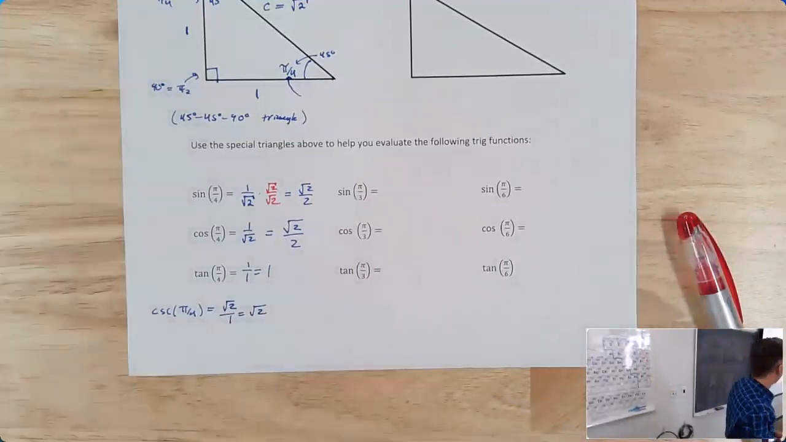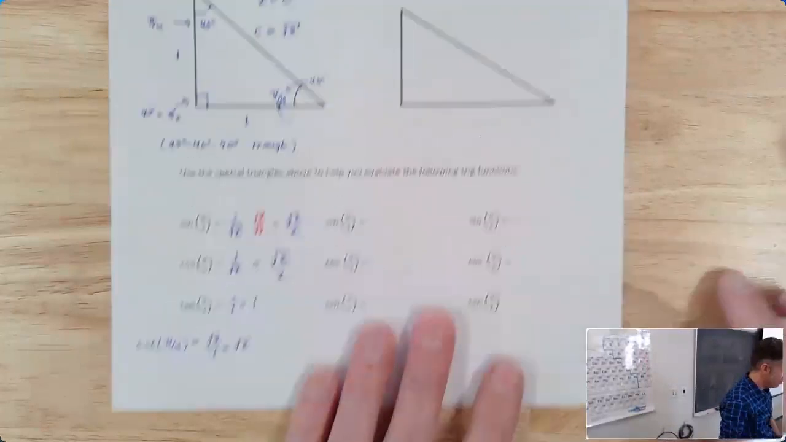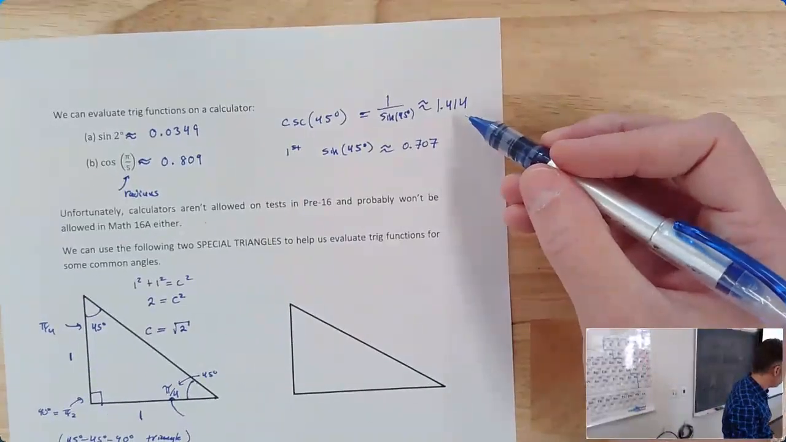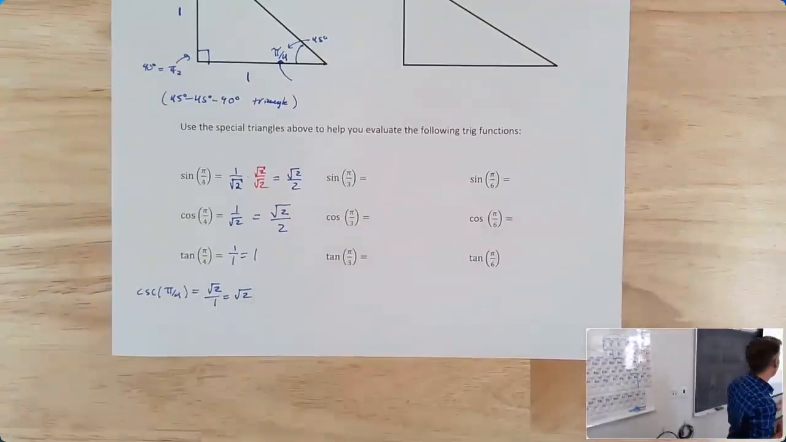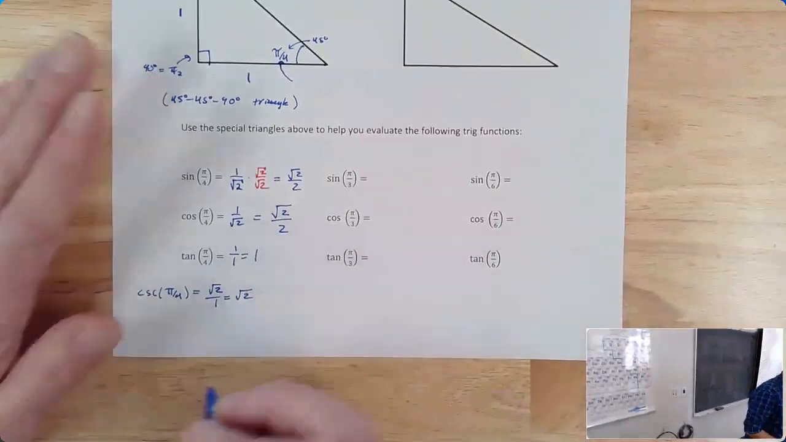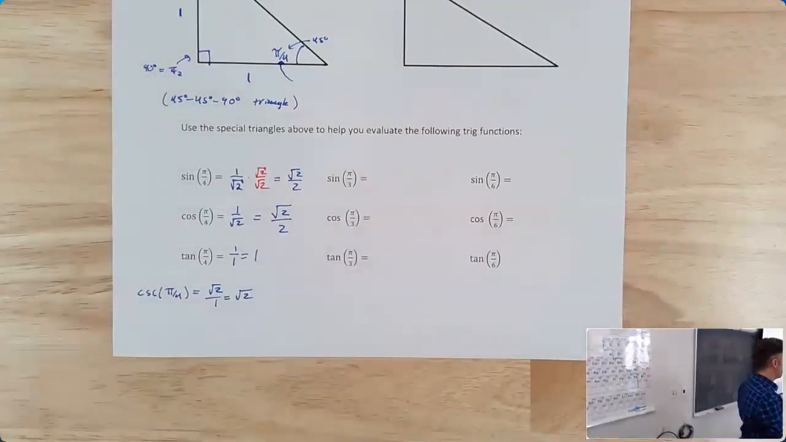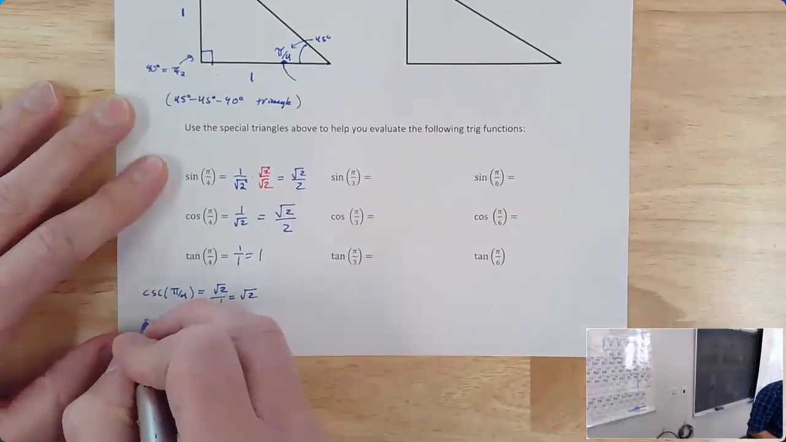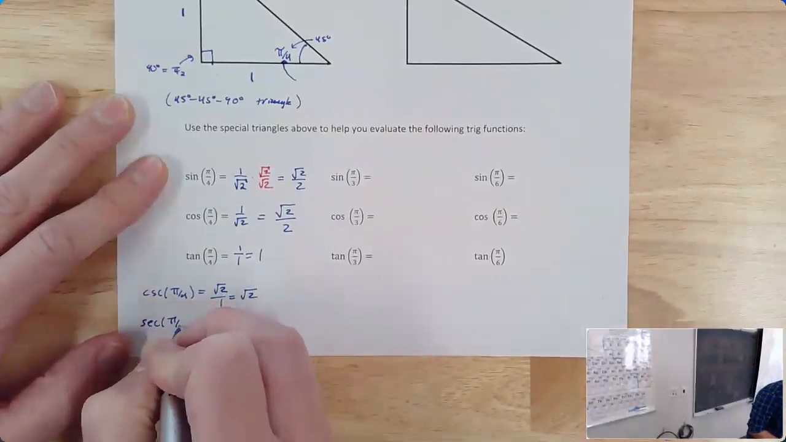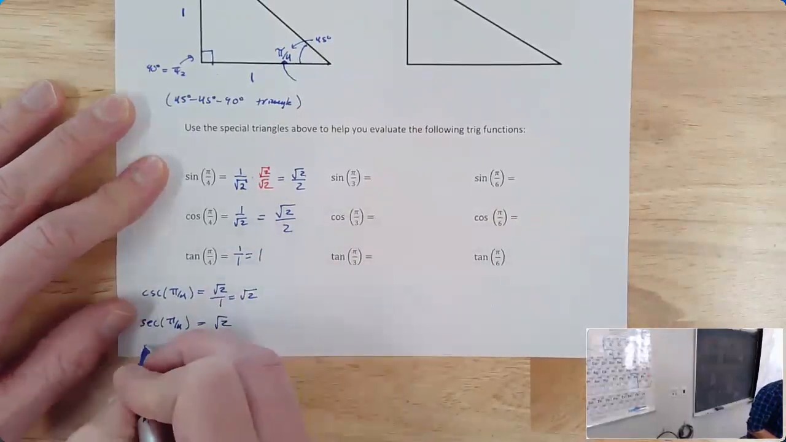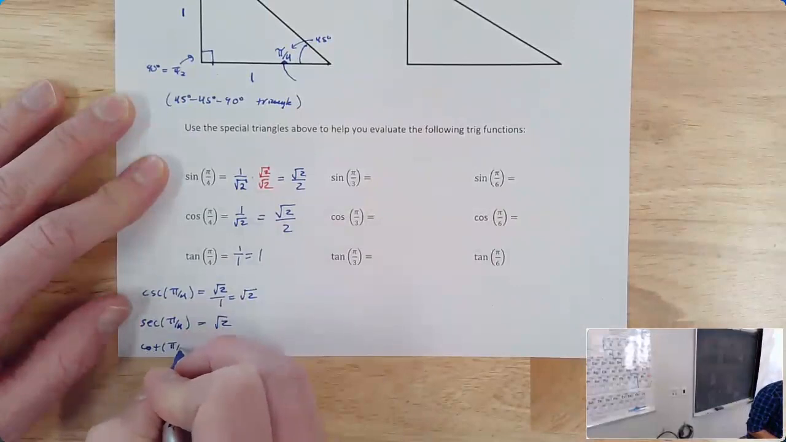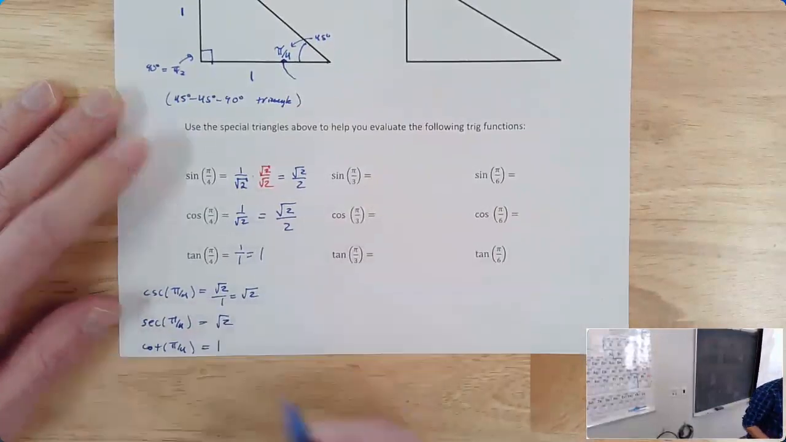By the way, the square root of 2 is approximately 1.414, which is what we just did earlier. But you should definitely not, although I know I just said that, you want to leave your answer as root 2. We do not want a decimal approximation unless specifically asked for. In the same sort of way, secant of pi over 4 is the reciprocal of 1 over root 2, which is root 2. And cotangent of pi over 4 is the reciprocal of 1, which is 1.